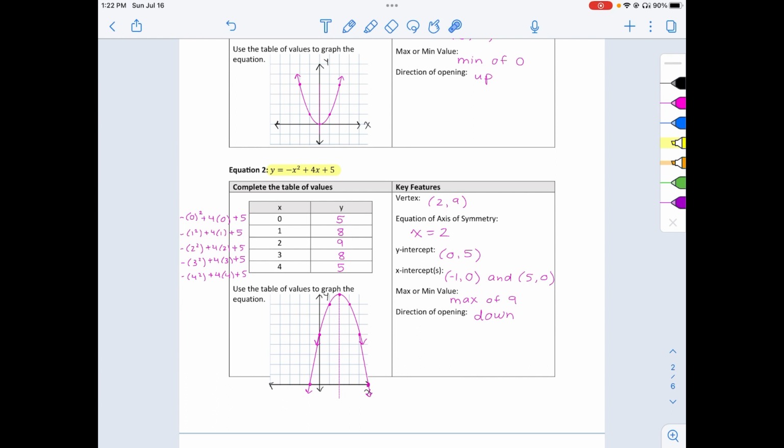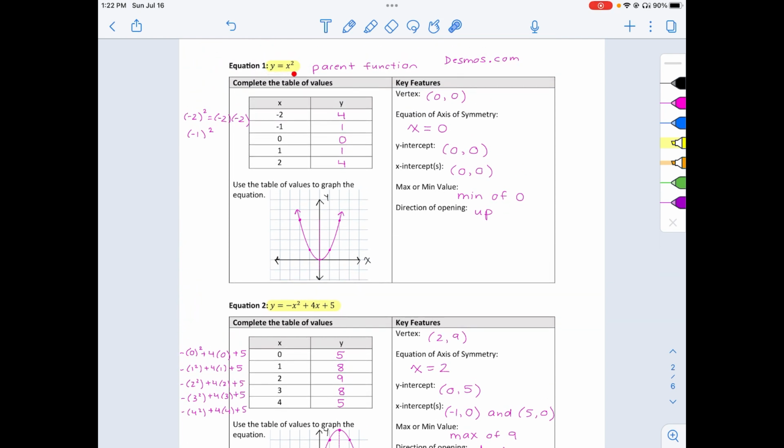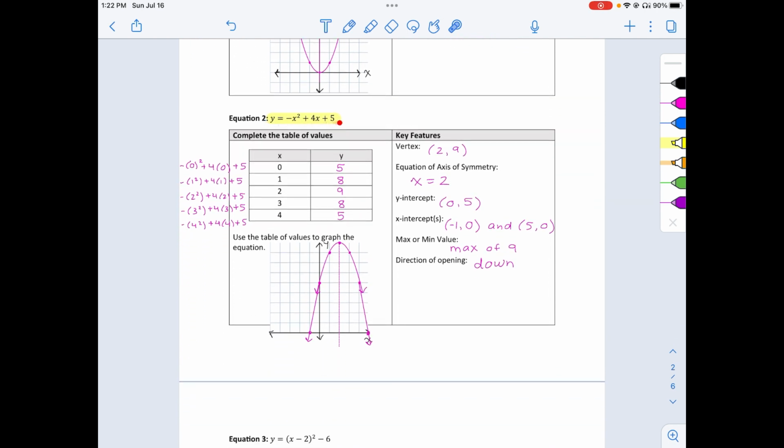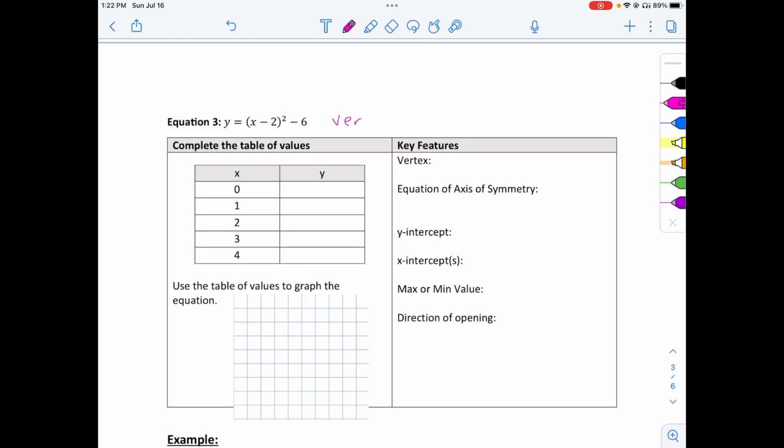Okay, we are going to look at a couple more examples of some different equations. I will say that this equation, so we had the parent function. This equation here, equation 2, this is what we call standard form. Okay, so I mentioned that there's 3 forms of equations for parabolas. This is one of them, called standard form. This next one that we are looking at, this is called vertex form, which we will explore more today. Okay, so my equation is y equals x minus 2 squared minus 6.